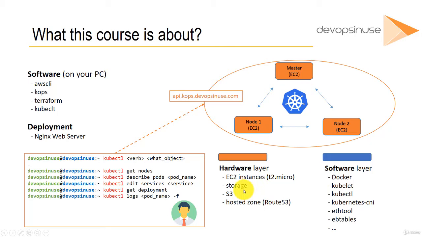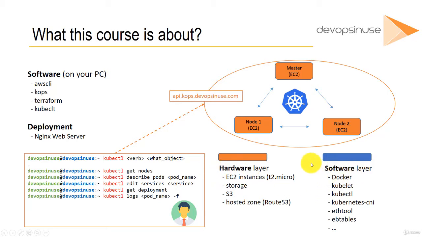Then we might be using some storage, then some S3 bucket, which is special for AWS, but there is something similar, for example, in Google Cloud and so on. And then we will be using something called a hosted zone, and this is configurable in the Route 53 section. But I want to show you that whatever you learn throughout this course about Kubernetes, you can reuse this knowledge in other cloud providers.